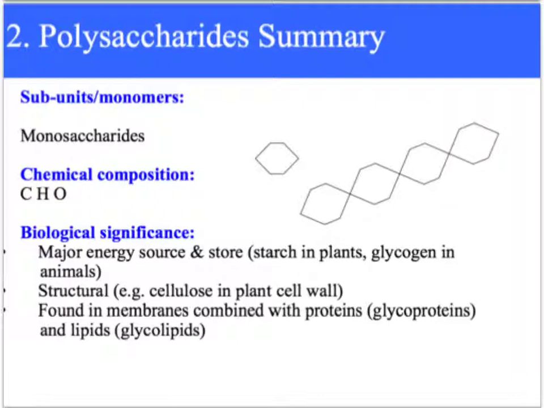Their biological significance: they are a major energy source and store. You need to know in plants it is starch, in animals it is glycogen. That comes up on exam questions quite regularly, often in the multiple choice. Their structural significance: cellulose in a plant cell wall, and they are found in membranes combined with proteins, so your glycoproteins. Glyco, that glucose sort of subunit, proteins, chain of amino acids, and lipids. Just to clarify, glyco is not glucose, but it's a way that you can link a familiar word back to something that you do know.